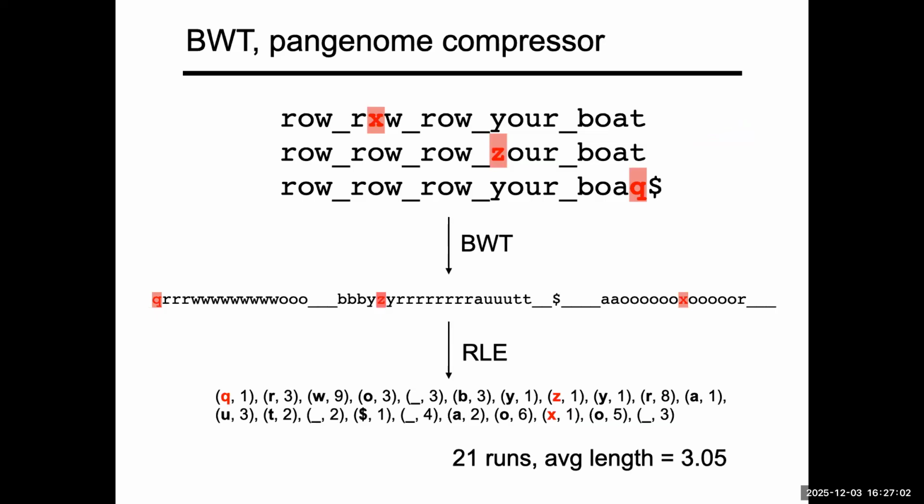If I take the Burrows-Wheeler transform and then run length encode it, I get a result that is still pretty good. Not as good as the previous slide, which stands to reason because it's simply not quite as easy in this case to predict what's going to come to the left of any given context, because we sprinkled in these mutations, but we still get a pretty good compression ratio. So we compress 64 letters down to 21 runs, a compression ratio of a little over 3.